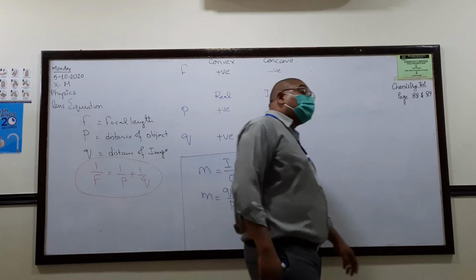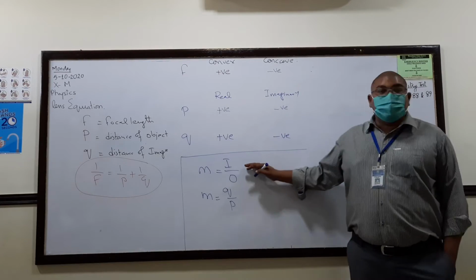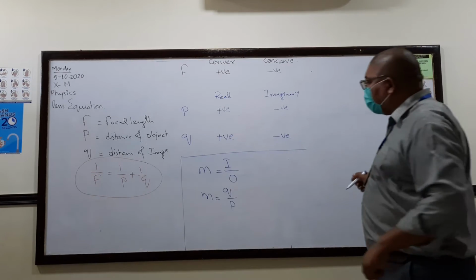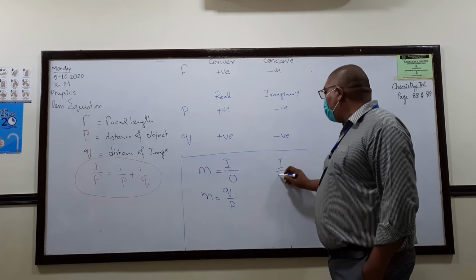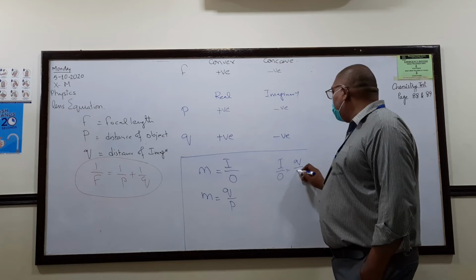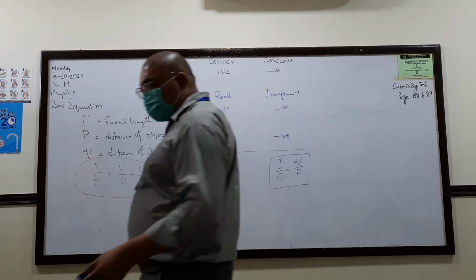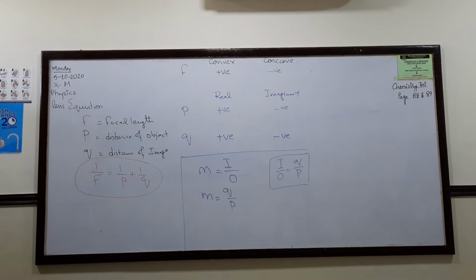I can write them equal to each other also. The upper formula is magnification, and this is also magnification, so their values will be the same. So I can make a third formula that says I by O is equal to q by p. It's a famous formula which is used in these numericals. These are the two formulae for the linear magnification, and we can equate them. So I by O equals q by p, sorry. Does everybody understand? Yes. So these two formulae will be used in the numericals.